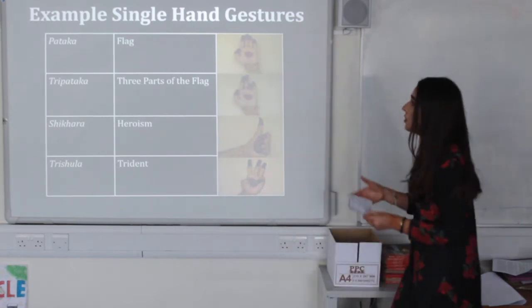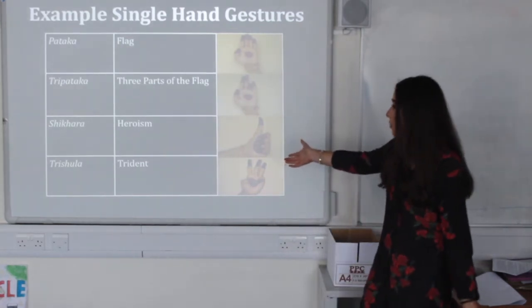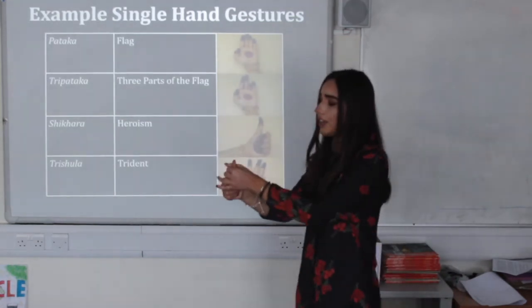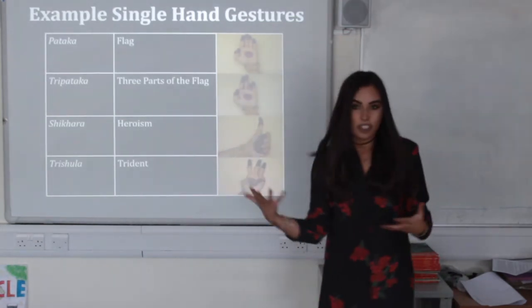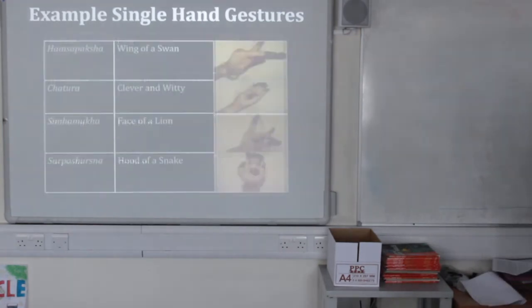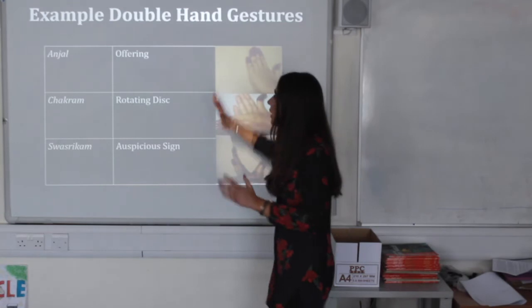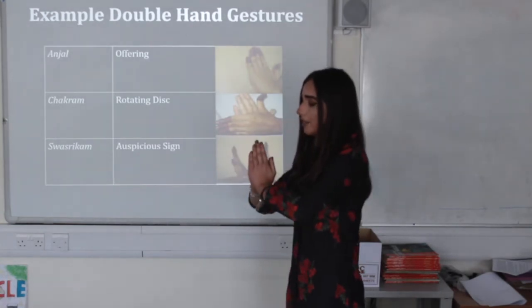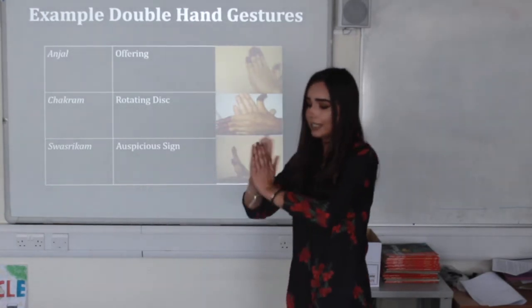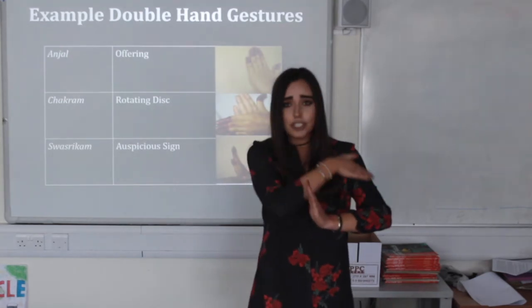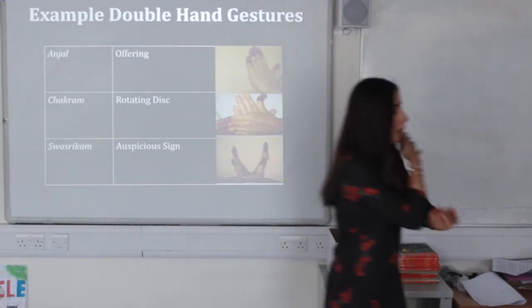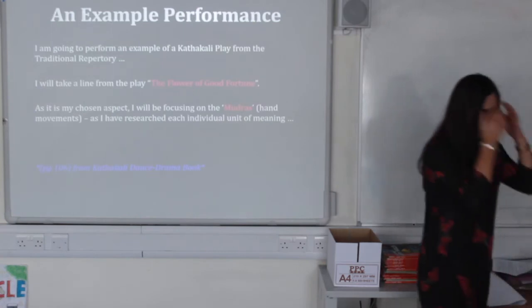So here's some examples of single hand gestures. You can see, for example, heroism is a clenched fist, straight thumb, more of a simplistic single hand gesture. Here are some more. And then you've got some double hand gestures, for example, an offering. You've got very, very steady hands, tension in the wrists, and also tension from the forearm to the elbow and all the way through to the upper arm.